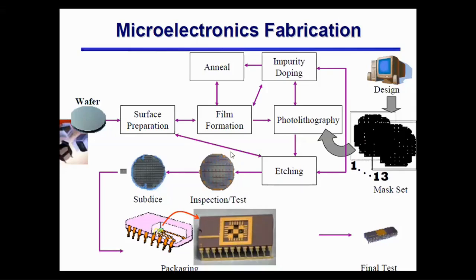So once the devices are ready, we have to inspect the devices under the microscope. Then they are sent to the dicing section. In the dicing section, the wafer is cut into chips, that is, into each device. Once we have the device, it is sent for packaging.